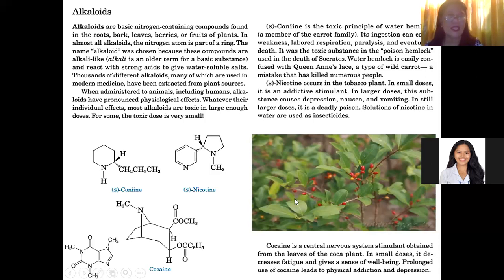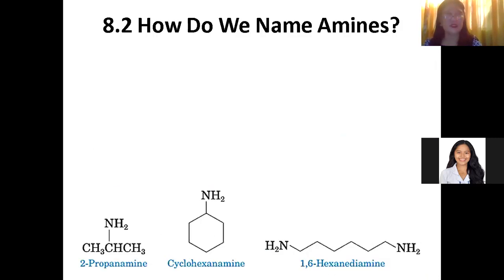So that is one of the kinds of heterocyclic aromatic amines. That is the alkaloids. Okay, and one of its toxic components is because of the presence of this in the leaves or in either parts of the plant. Okay. So how do we name amines?